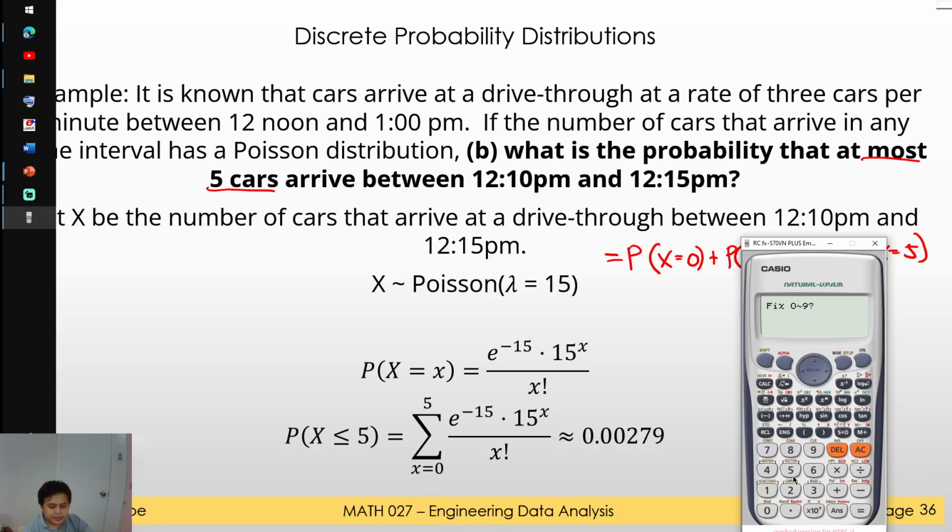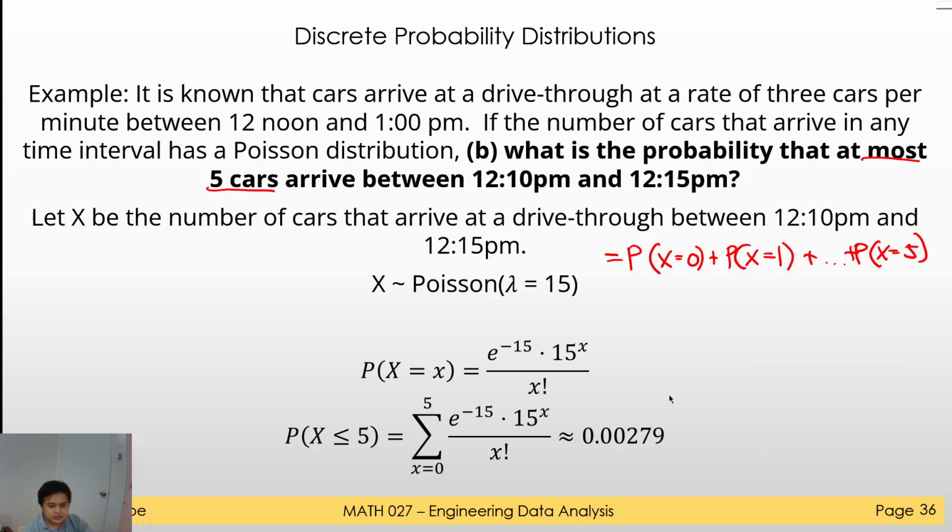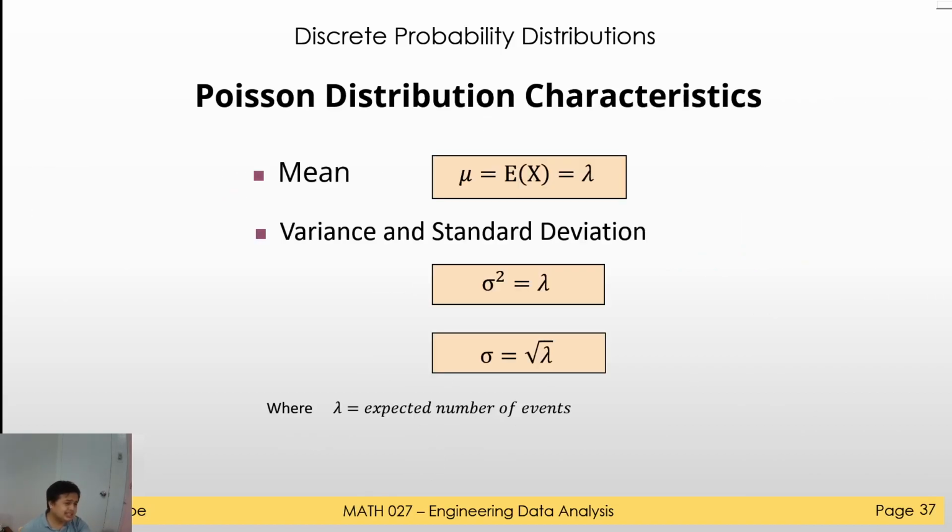I think that's it for this example. Again, the characteristics of a Poisson distribution: if you want to find the expected value or the mean, it is just the lambda. The variance of this distribution will also be the lambda. It is quite interesting. And the square root of the lambda will be your standard deviation.